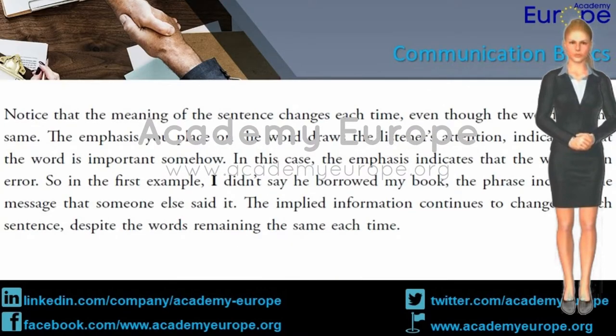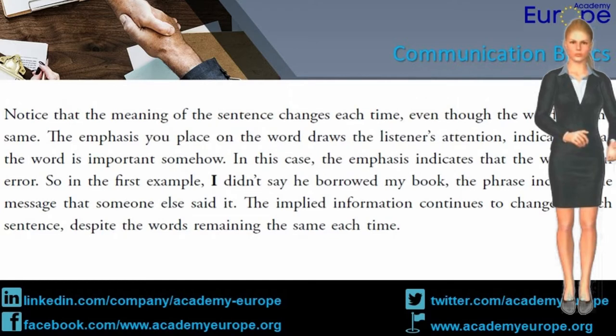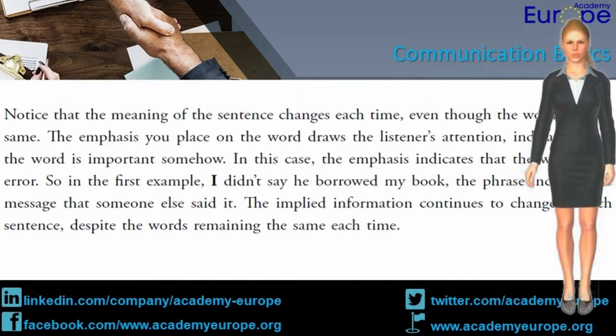Notice that the meaning of the sentence changes each time, even though the words are the same. The emphasis you place on the word draws the listener's attention, indicating that the word is important somehow. In this case, the emphasis indicates that the word is an error. So in the first example, I didn't say he borrowed my book, the phrase includes the message that someone else said it. The implied information continues to change in each sentence, despite the words remaining the same each time.